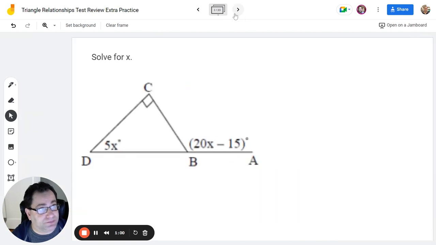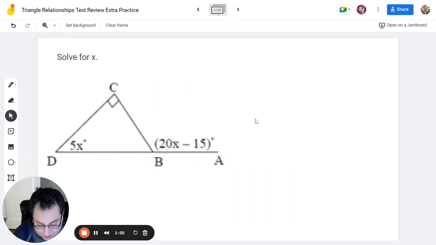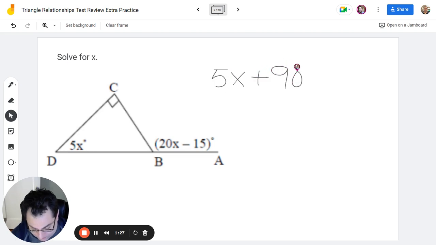Question number two. Here we're given a triangle with one exterior angle and two interior angles. The exterior angle theorem states that the two opposite interior angles add up to the exterior angle. So let's set up an algebra equation to model that. We have 5x plus 90 equals 20x minus 15.